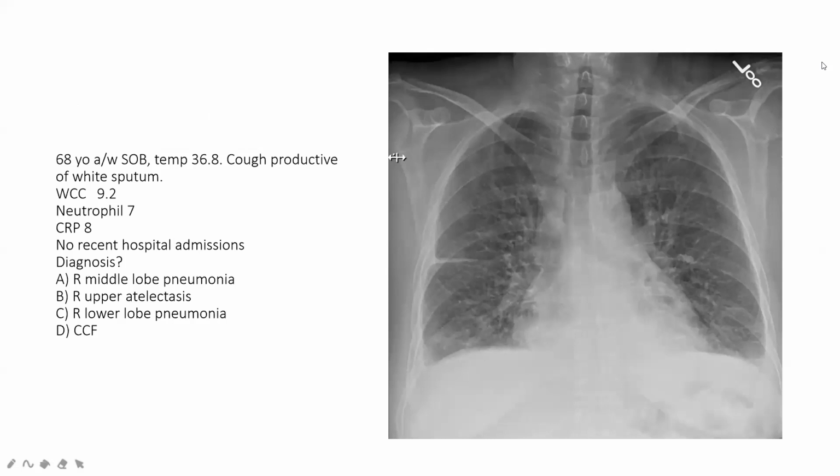A 68-year-old, admitted with shortness of breath, temperature is 36.8. He's got a cough productive of white sputum. His neutrophil count is 7, his white cell count is 9.2, his CRP is 8. He hasn't had a recent hospital admission. This is his chest X-ray. What do you think is the abnormality?